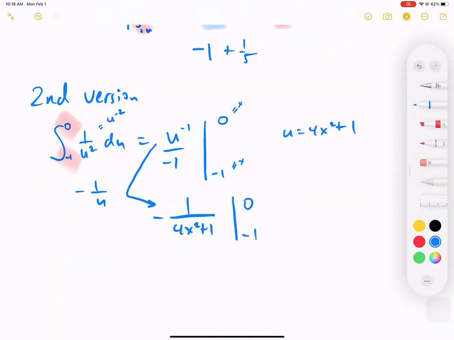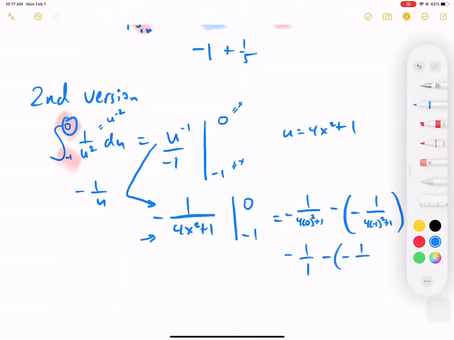So here's the other version. You don't change your x values to u. You hold off to the very end. I'm going to change my language back to x's. I changed it back to x's here, as you guys can all see. Now here's the cool part. If I do plug in 0, negative 1 over 4 times 0 squared plus 1, minus negative 1 over 4 times negative 1 squared plus 1, we end up with negative 1 over 1 minus negative 1 over 4 plus 1, which is 5.